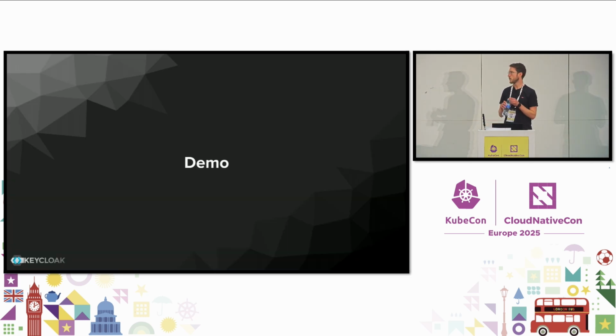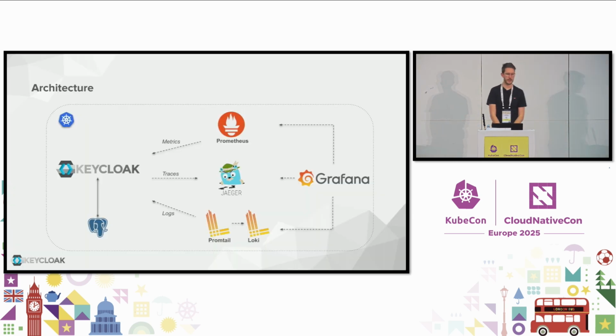So we'll jump into the demo now. Hopefully my Minikube cluster is going to be doing its thing. The architecture is as follows. We have a local Minikube cluster. Within that, we have a single Keycloak pod, which is talking to a Postgres database. We're then using Prometheus to scrape the metrics. We're pushing our spans to Jaeger, and we're consuming logs via Promtail, which is storing things in Loki. We then have Grafana consuming all of this as our single pane of glass.